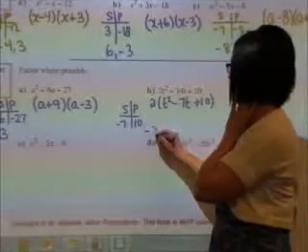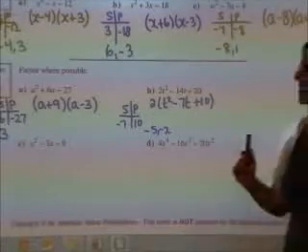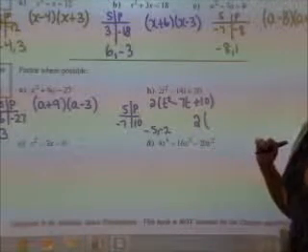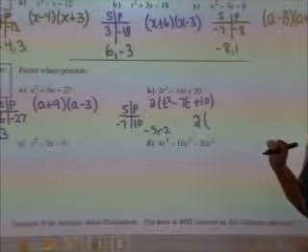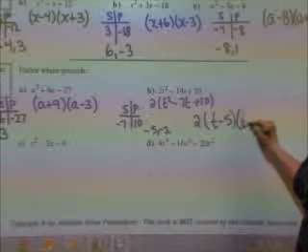Negative 5 and negative 2. My product was positive this time, so my two factors have to have the same sign. So 2 times what? t minus 5 and t minus 2.